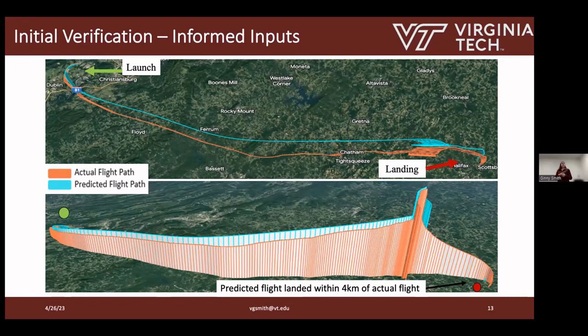Our second flight that we did here in April, not too long ago, was a little bit further away. The predicted flight path was a little bit different from the actual flight path, but there were some interesting winds. You can see here, especially towards your burst max altitude on the right hand side, they actually ended up doing a double loop-de-loop in the flight path. But because it was a very small loop, the prediction only caught 1 loop. So in the case of this flight with the informed inputs, it landed within about 4 kilometers, which is still really, really good.